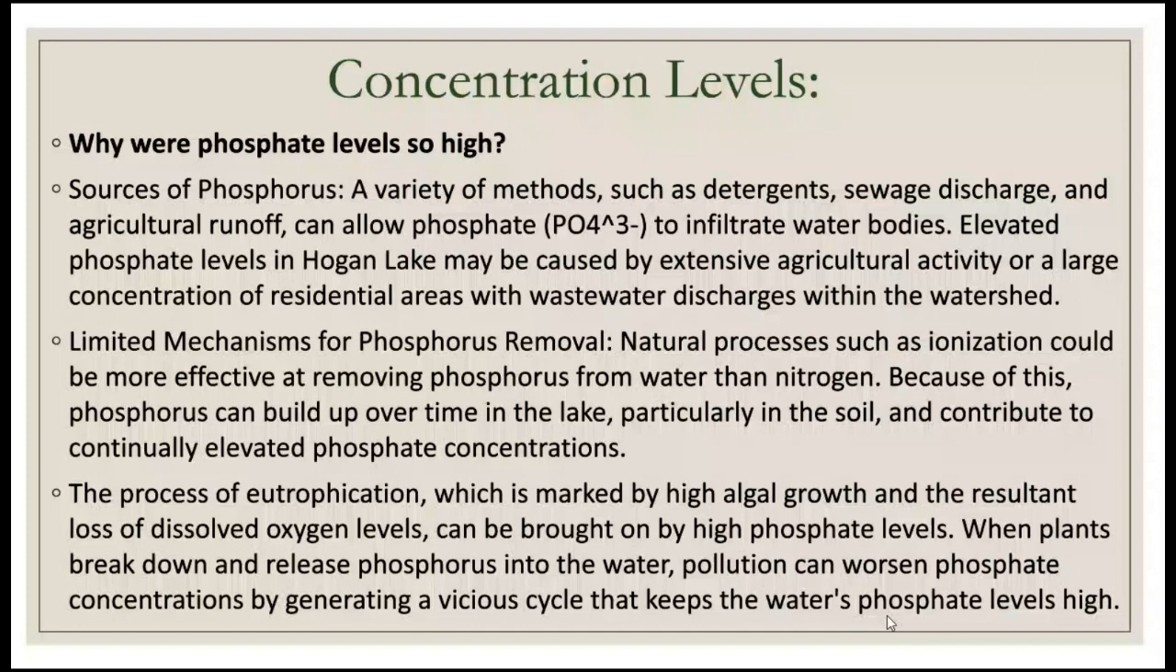Also, there aren't many ways for the lake to naturally get rid of the phosphorus, unlike the nitrogen. So it builds up in the lake over time, especially in the soil. This can lead to a big problem where too many plants grow and the oxygen in the water gets low. It's like a cycle. Plants release the phosphorus, which makes the pollution worse and keeps the phosphorus level high in the water.